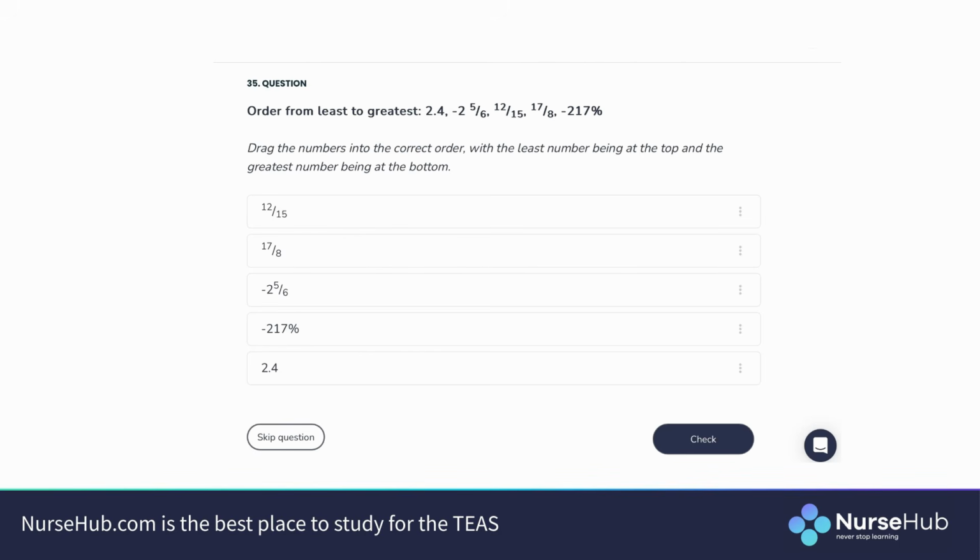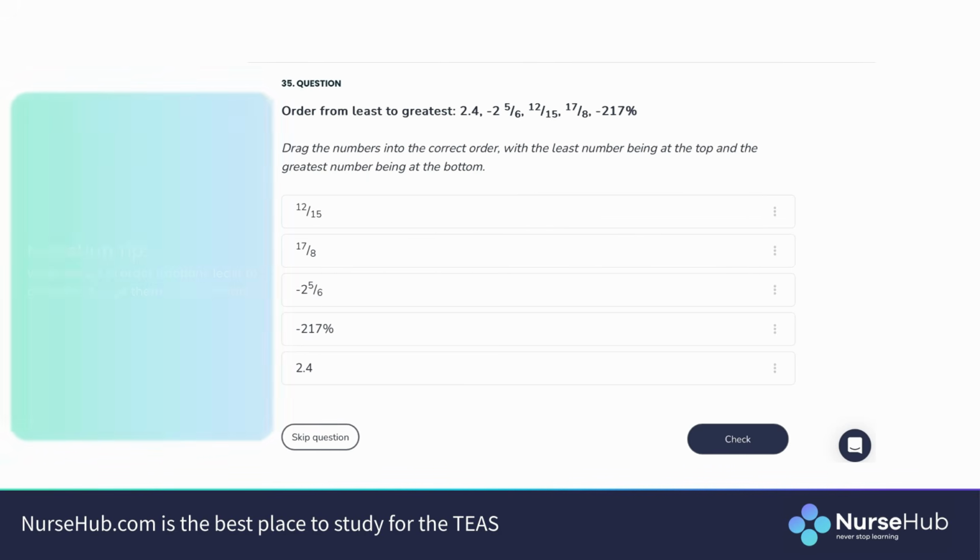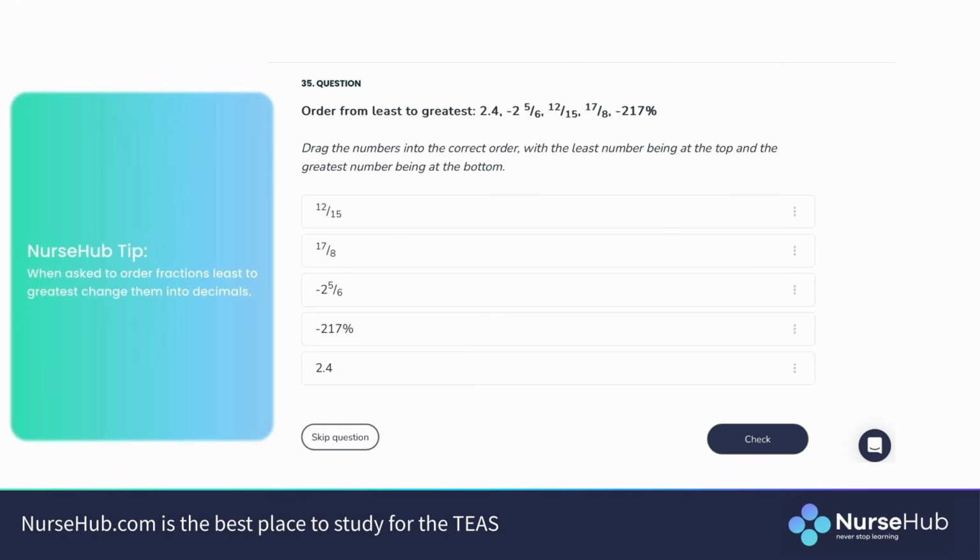Y'all, we are so close. We are down to our final 4 questions, and we're going to order these from least to greatest. So same idea. What we're going to do is just turn everything into a decimal. So 2.4, already a decimal.